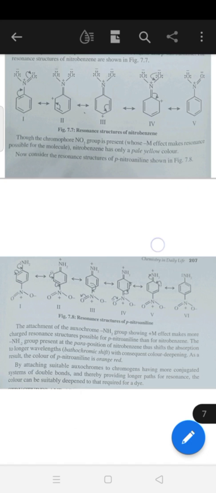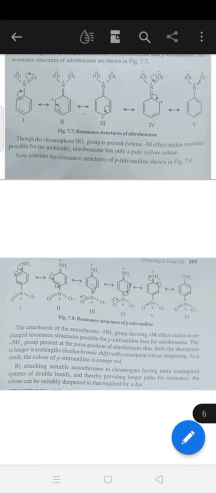The attachment of the oxochrome NH2 group showing plus M effect makes more charged resonance structures possible for p-nitroaniline than for nitrobenzene. The NH2 group present at the para position of nitrobenzene thus shifts the absorption to longer wavelengths, that is bathochromic shift, with consequent color deepening. As a result, the color of p-nitroaniline is orange-red. By attaching suitable oxochromes to chromogens having more conjugated systems of double bonds and thereby providing longer paths for resonance, the color can be suitably deepened to that required for a dye.